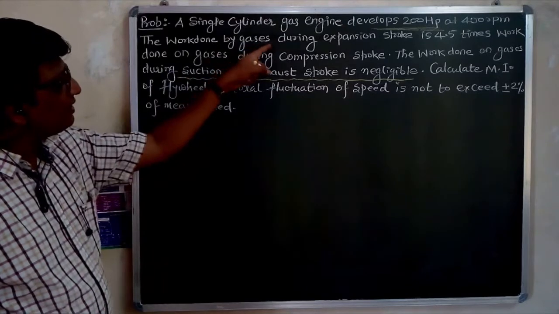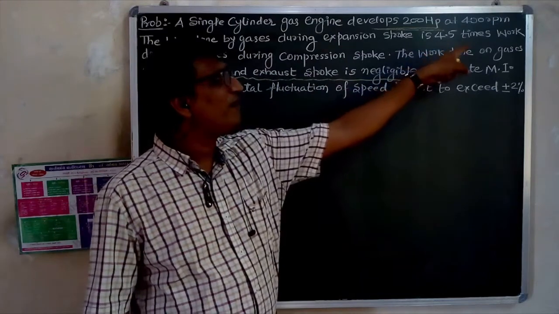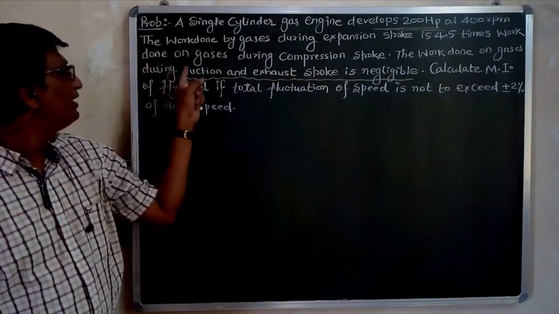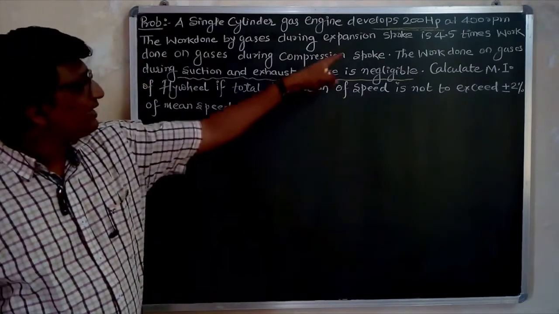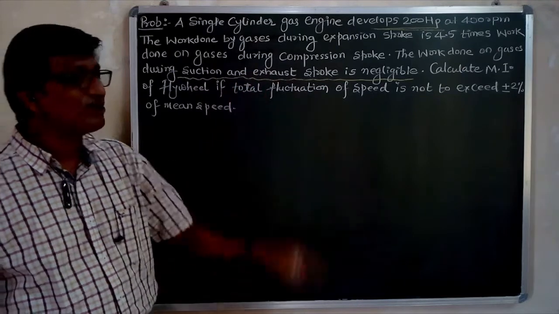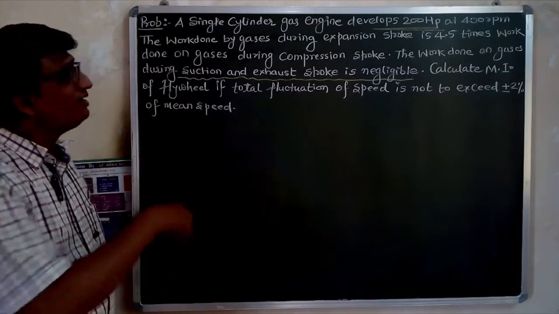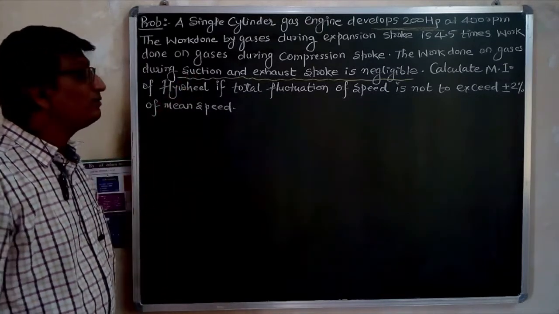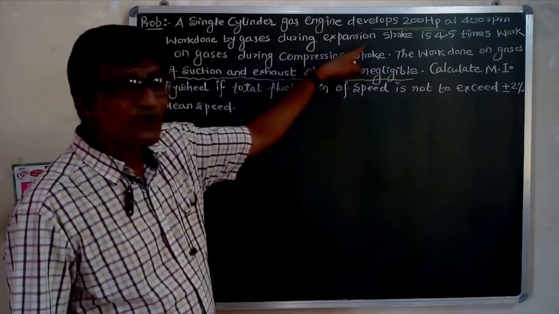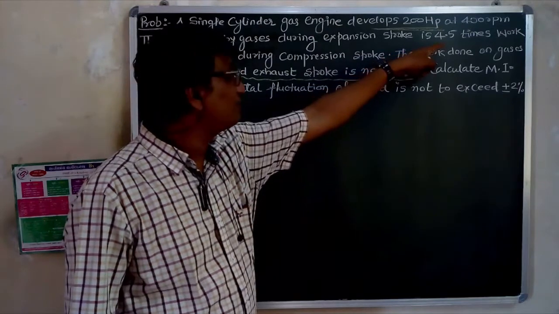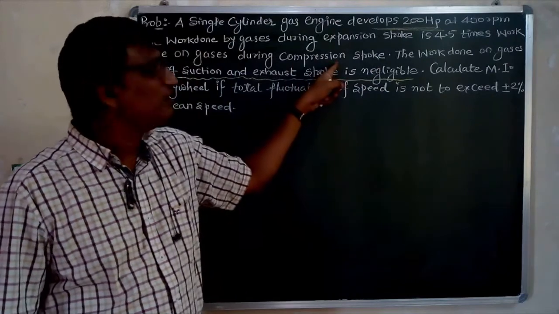The work done by the gases during expansion stroke is 4.5 times the work done during a compression stroke. Now if you see here the compression stroke, expansion stroke, and the suction and exhaust, this is the 4-stroke engine. So during compression stroke some work is required, during expansion stroke the work is produced. The relation between the expansion stroke work and the compression stroke work is 4.5 times.